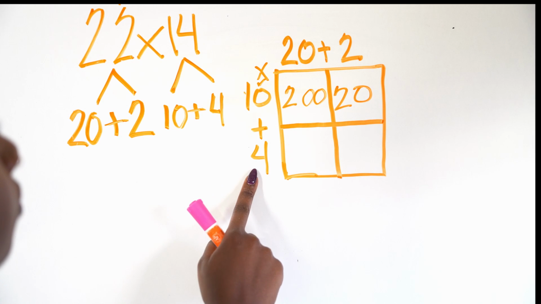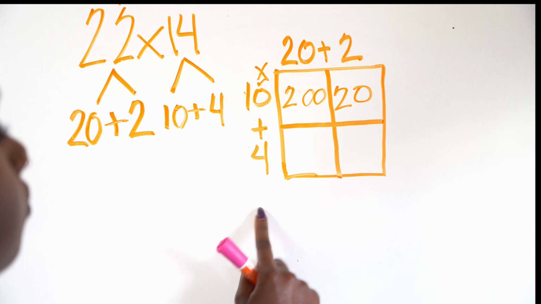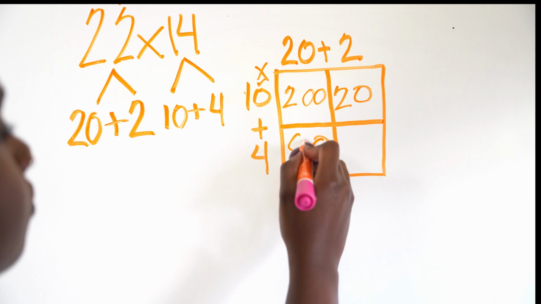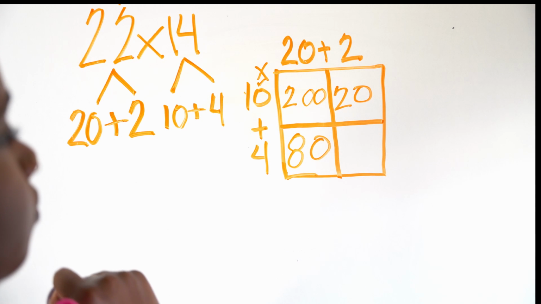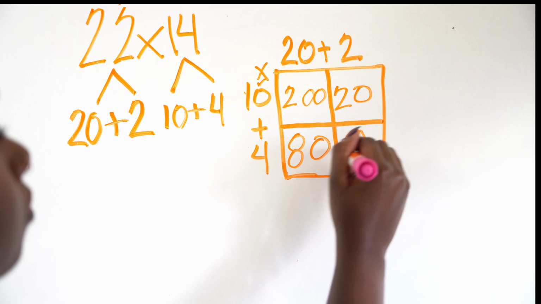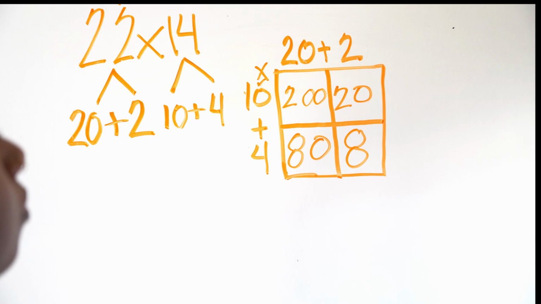Now we're moving on to 4. So 4 times 20, you see that 0, so go ahead and throw that in. And then 4 times 2 is 8. Finish with that box. Next one, 4 times 2, 8. So at this point, you have cross multiplied all of the necessary numbers.